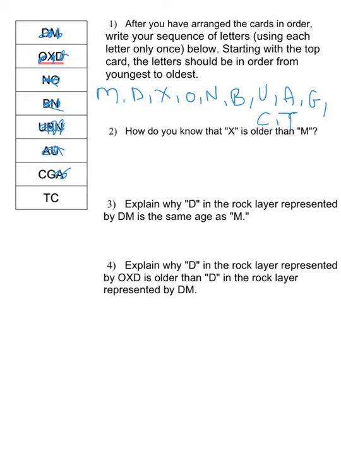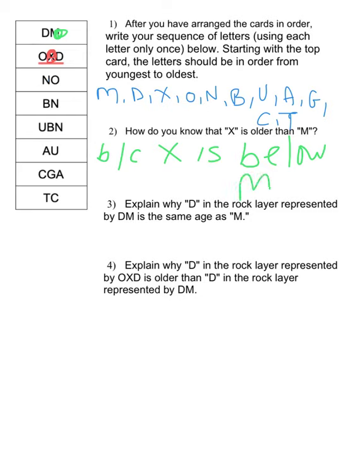Number 2. How do you know that X is older than M? Well, here is X, and here is M. So you would know that X is older than M because X is below M. So that means that it was deposited and put down first.